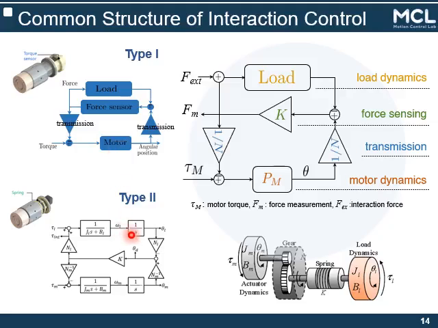Taking this structure into consideration, the general dynamic structure of the interaction force control can be derived as this. It consists of the motor dynamics, the transmission, force sensing mechanism, and the load. The motor torque is applied here, and the interactive force is applied here. The force measurement is the force here that is transmitted to the load and the motor.